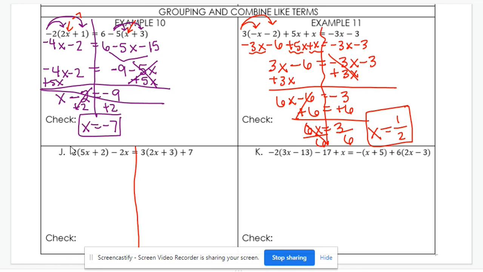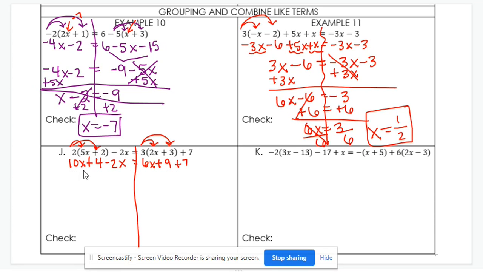Two sets of grouping symbols. On the left, we're going to start out with 2 times 5x, which is 10x. And 2 times positive 2, which is positive 4. Bring down my minus 2x. On the right, we're doing 3 times 2x, which is 6x, and 3 times positive 3, which is positive 9, and bring down that plus 7.